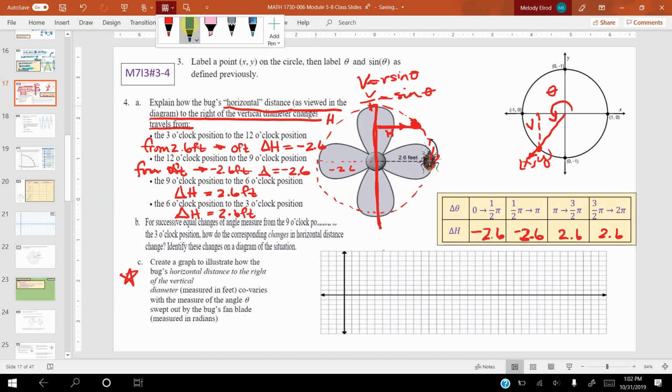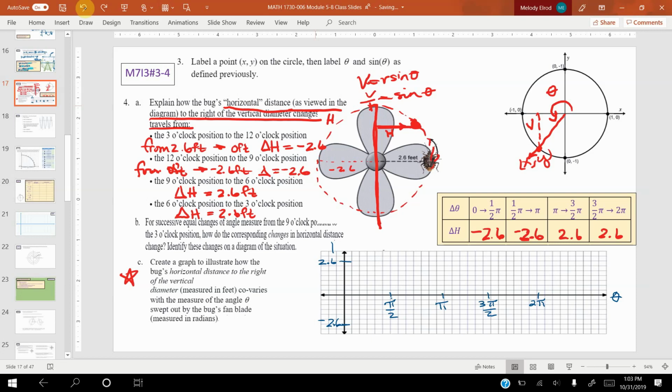So let's say that I go from 0 to pi over 2 to pi to 3 pi over 2 to 2 pi. I don't think these are really evenly spaced, but we'll let it happen. We can only get a maximum of 2.6 feet away from that vertical diameter in either direction. So what we've got here, and I probably should have labeled this before I started, is the angle again. And then here, we're notating the value of H. And that's just terrible. Let's try that again. Oh, goodness. Let's go this way.